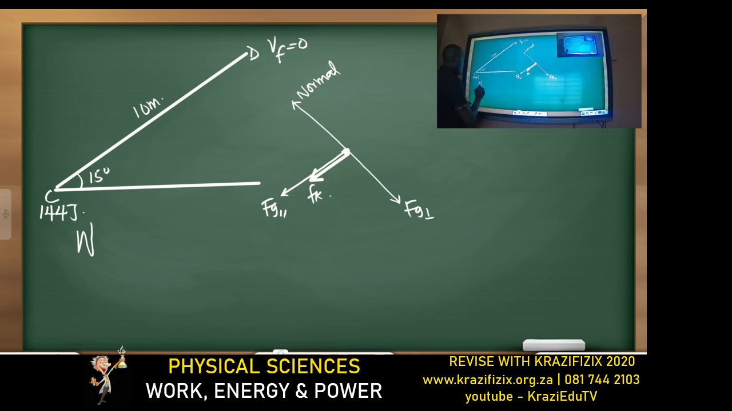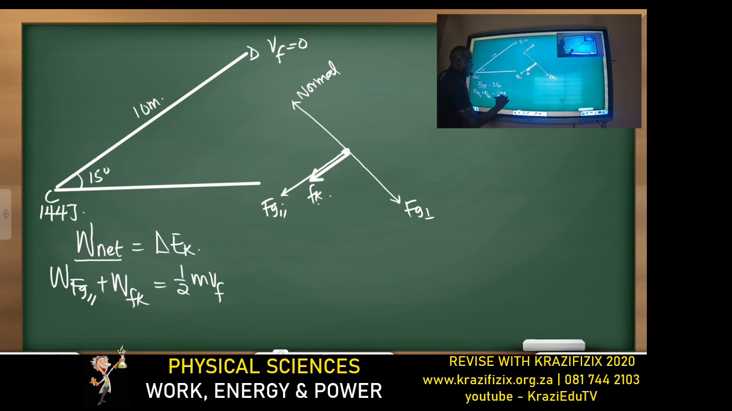Now if I use my work net or work done by non-conservative, time will not allow me. I was going to show you the two differences. Let's use work net here. Work net equals what? Change in kinetic energy. I'm talking about work net, so the sum of the two forces. Work done by FG parallel plus work done by friction equals half mvf squared minus half mvi squared.